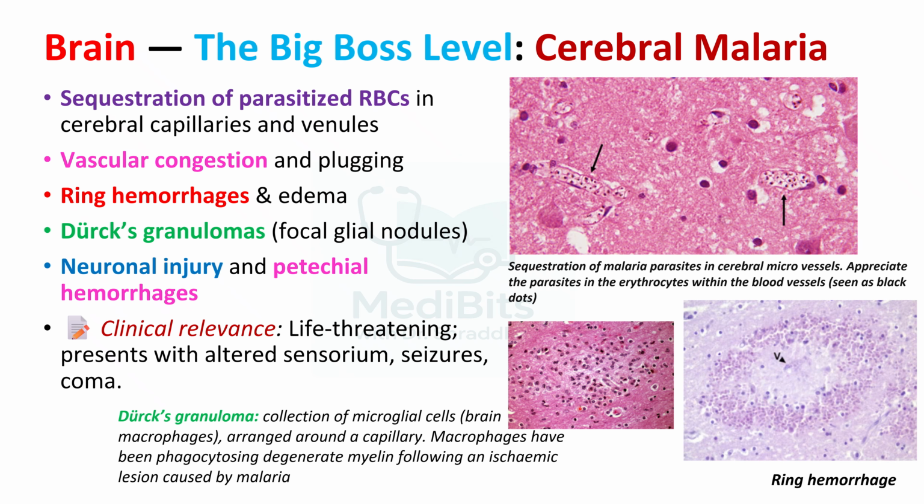A classic finding is Dürck's granulomas, which are little glial nodules. Neurons suffer injury and petechial hemorrhages can appear. This explains why cerebral malaria presents with seizures, altered sensorium, or coma.